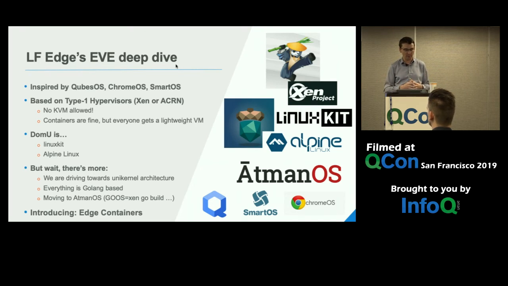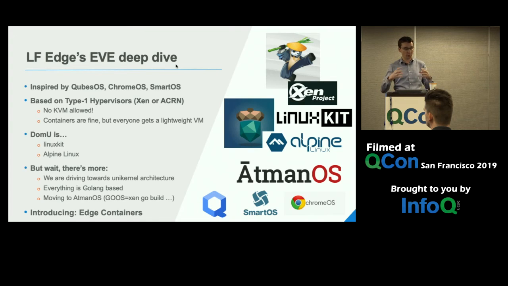Xen and ACRN are our choice today. And we're running containers. We're running VMs. We're running unikernels. But basically, everything gets partitioned into its own domain by the hypervisor, right? But those domains can be super lightweight. And with projects like Firecracker, which I will talk about in the next slide, that becomes faster and faster and pretty much indistinguishable from just starting a container.